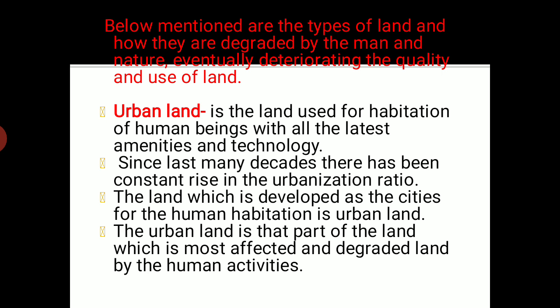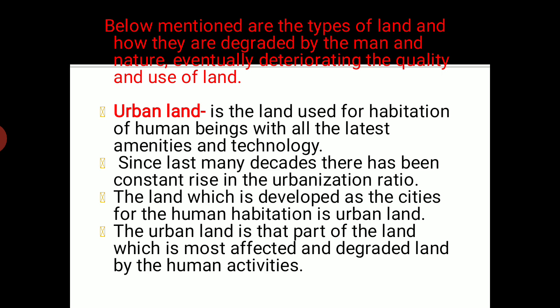So since the last many decades there has been a constant rise in the urbanization ratio, that means the urbanization ratio has risen during the last few decades. The land which is developed as cities for human habitation is urban land.